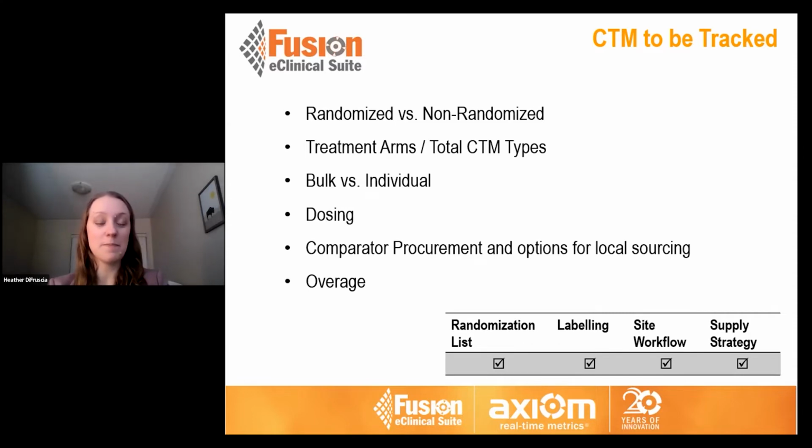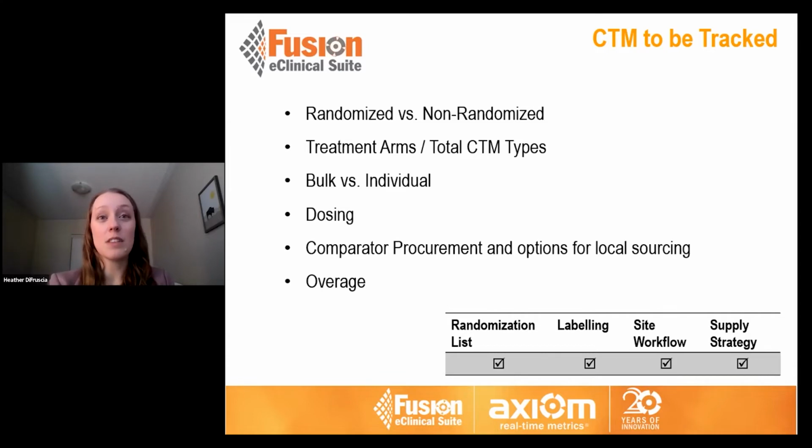our enrollment, and we need to make sure that the balance of the labeling of your supplies aligns with that per treatment. For the different CTM types, you might have different treatment arms, but you also might have different inventory. Maybe you have some ancillary supplies, maybe you have rescue medication in addition to your IP, then all of that has to be considered in your supply strategy and labeling activities. You can't just leave one out and have to pick back up then.